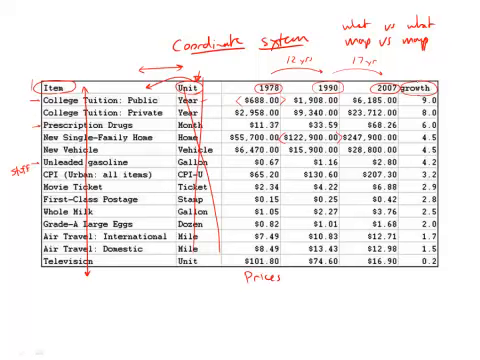What is growth telling us? I'm guessing, and let's see if I'm right, that growth is telling us the growth in price from this period to this period. So from 78 to 2007, the price of a college tuition in a public school went up by 9 times.